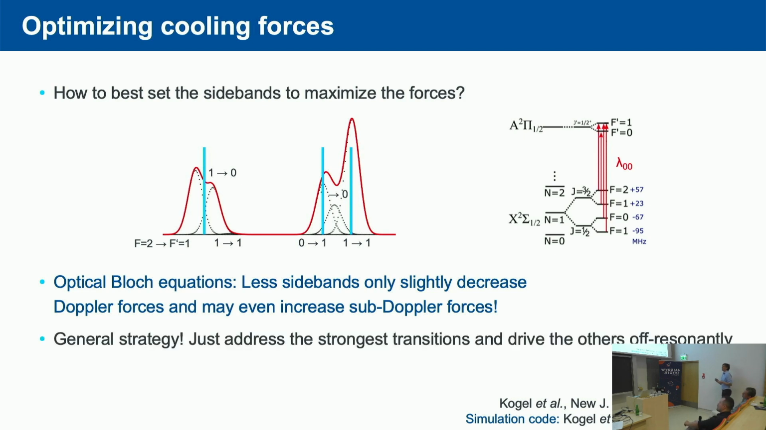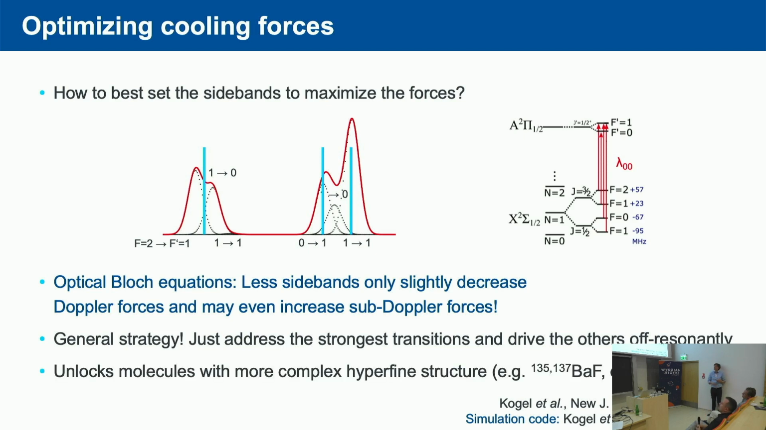And that's actually a general strategy. So just address the strongest transition and drive the other ones off-resonantly. And that actually unlocks a lot of molecules with very complex hyperfine structure. I will talk about our complex fermions in a second, but also, for example, the radioactive molecules that everyone is talking about now. You will have to use approaches like this.